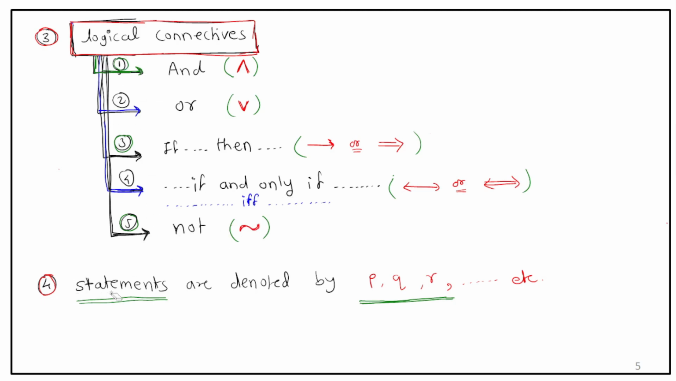One more note, that is the statements are denoted by small letters P, Q, R. If there are two statements, we will denote them by P and Q. If there are 3 statements, we will use P, Q and R. Maximum 3 statements, we will denote by P, Q, R and so on.